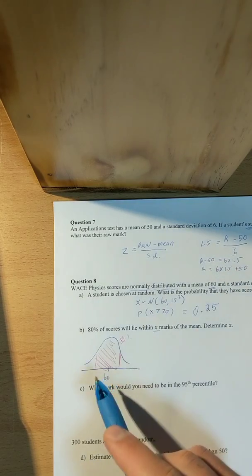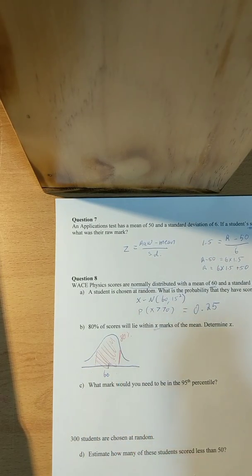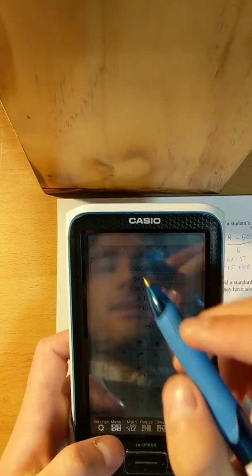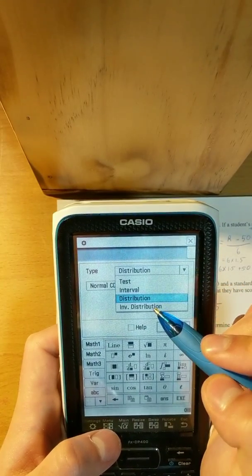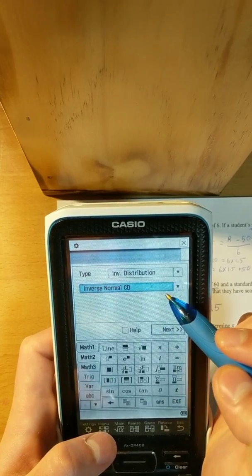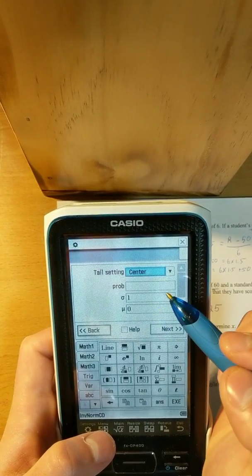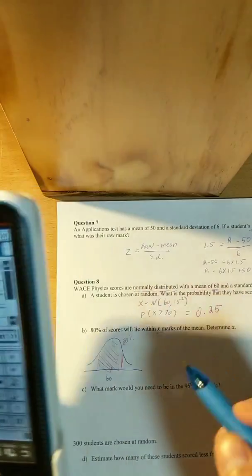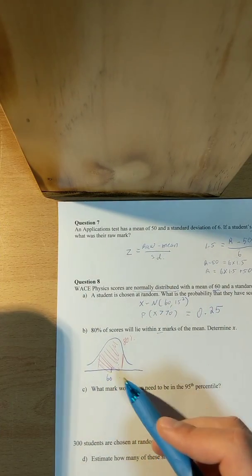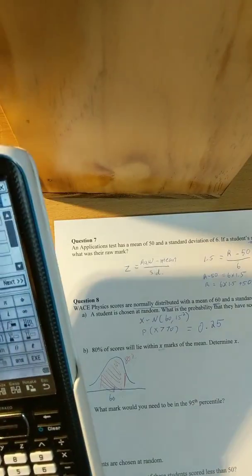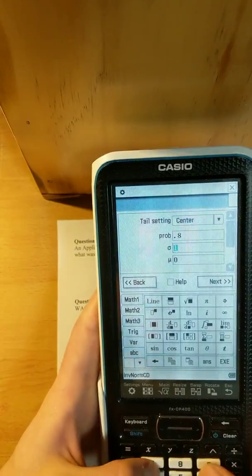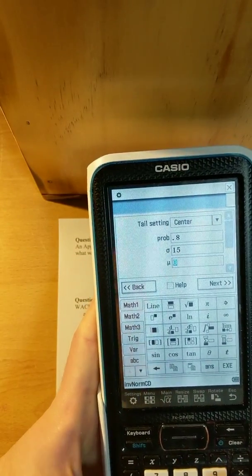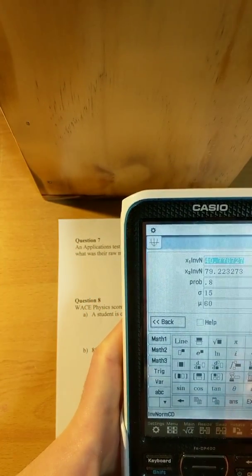We want to know what these numbers are. So let's go back here, and it means we're going to need to do an inverse distribution. So we want inverse normal CD. My tail setting is center, because I'm centered around the mean here. I'm not looking for an area off to the right or to the left. My probability is 0.8, because I was looking for 80%. Standard deviation of 15 and mean of 60.